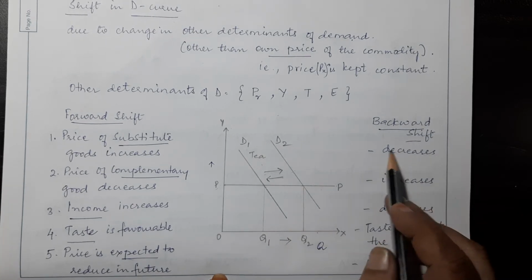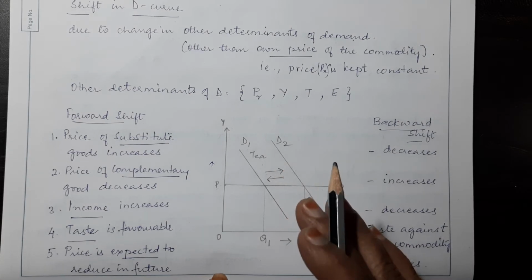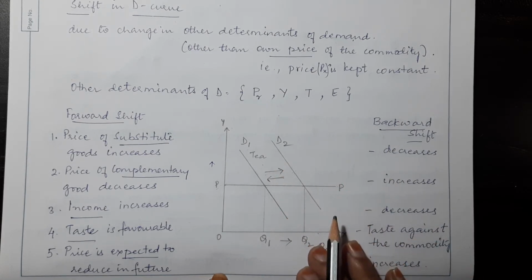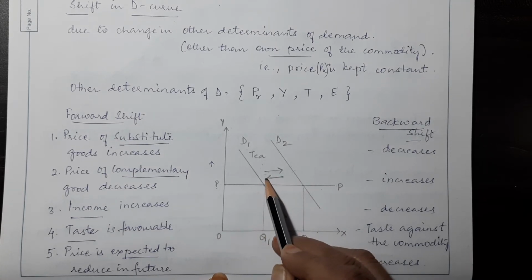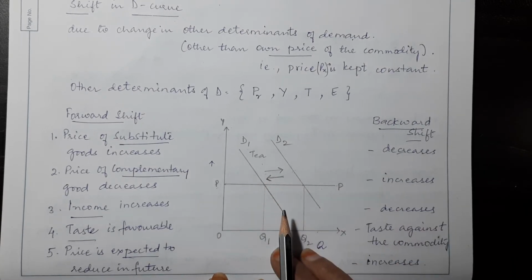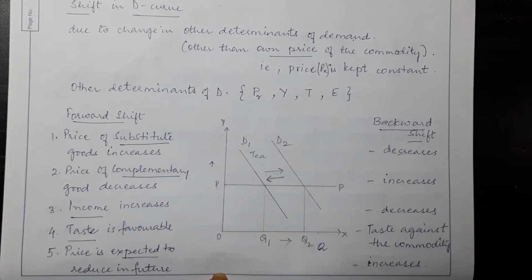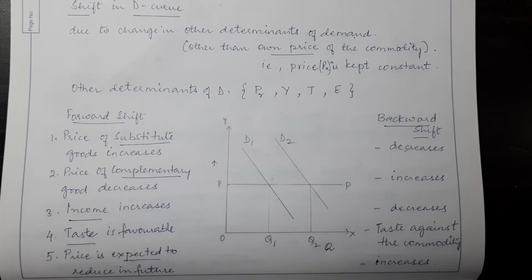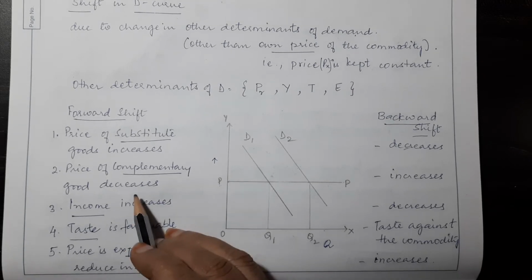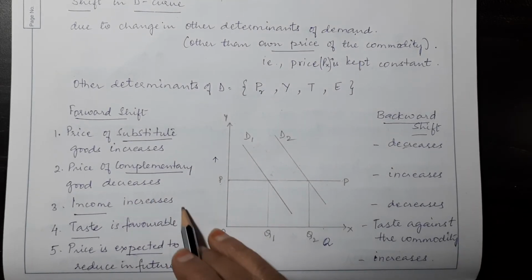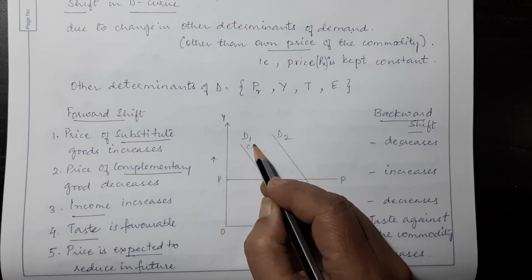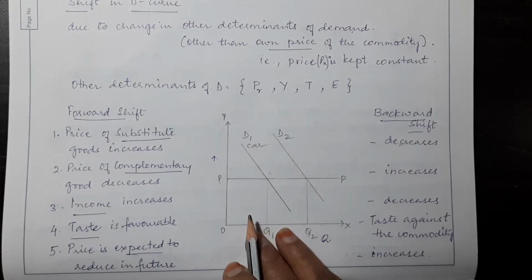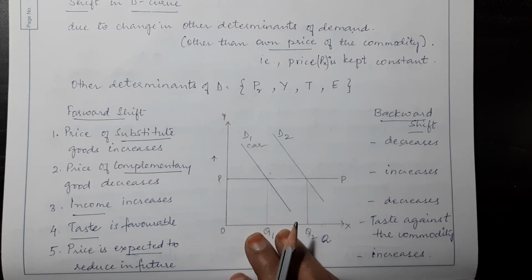Now what happens when the price of coffee falls? The demand for tea will also fall. In that case, we will move to the left. There is a backward shift when there is a decrease in the price of the substitute good. Now let's talk about the price of complementary goods. What are complementary goods? The examples we learned are car and petrol. Let us say this is the demand for car, right? So when the price of the petrol falls, what will happen?